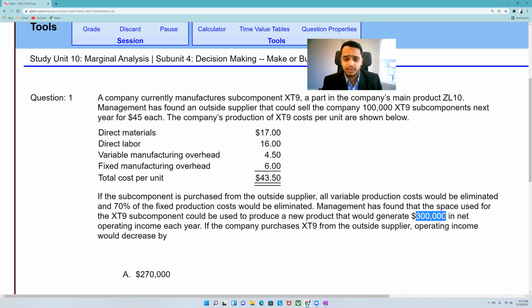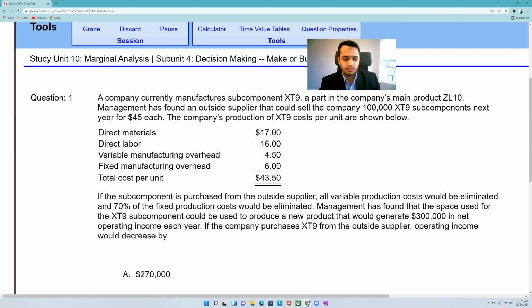Now, to calculate operating income, they did not give us sales. Anywhere sales is there? No, sales is not there. So we cannot just get the operating income. So what we can do is compare the cost of the two.